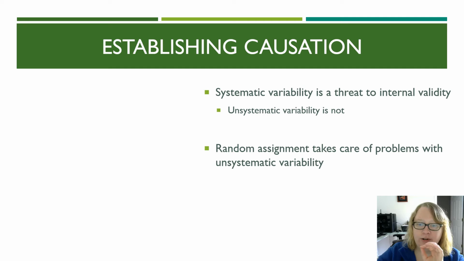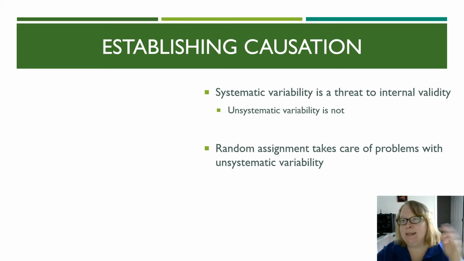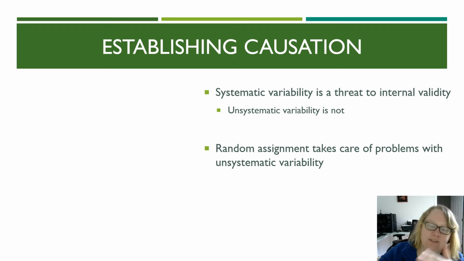All right, so let me talk you through what fixes this problem, and then I'll talk you through an example of this. So random assignment, as you read about in your book, that takes care of problems with unsystematic variability. Random assignment is when you're randomly assigning people to your condition. So in my feedback and mood study example, random assignment would be that I would take all of my participants who are in my sample, and I would maybe draw names from a hat or draw numbers from a hat to decide which condition they're in. Something that randomly puts them in one of those two conditions of positive or negative feedback.